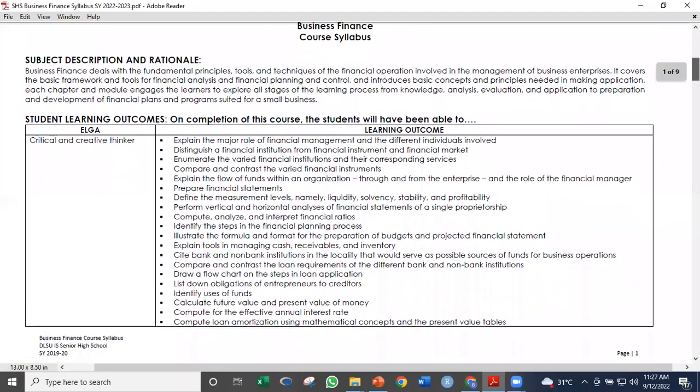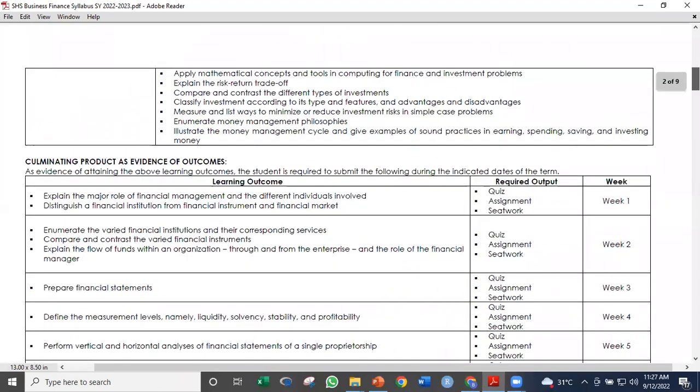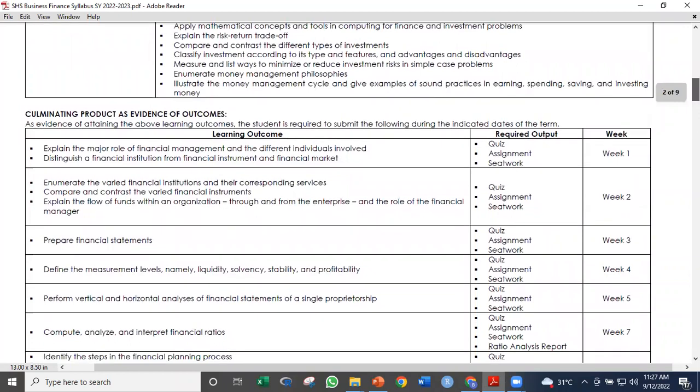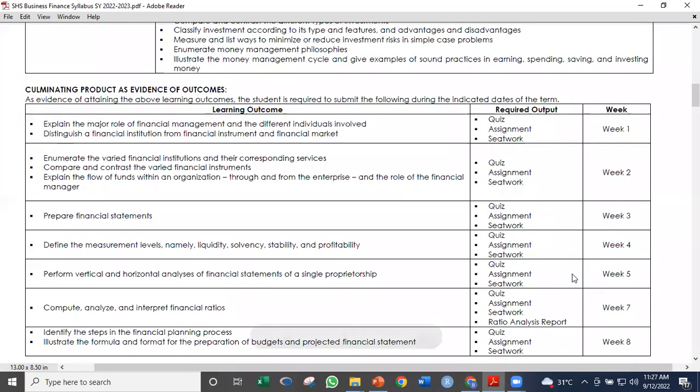So what do you expect in this subject? Let's take a look at our learning outcomes for the different weeks. For the first week, we're going to look at the role of financial management. Okay, what is financial management? Of course, we're going to take a look at a brief definition of what financial management is and its role as far as a firm is concerned, as far as a company is concerned.